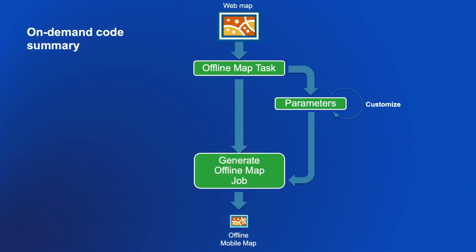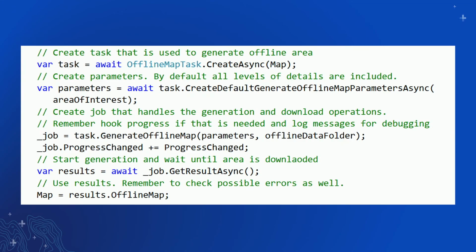But again, just to recap, the workflow for developers is to use the offline map task and generate some parameters. By default, these parameters represent the settings that the map author specified while authoring their map. If the developer wants, or the end user wants, they can override these settings in the app, and then you generate an offline map job that you send off to the server, and it gets you your data.